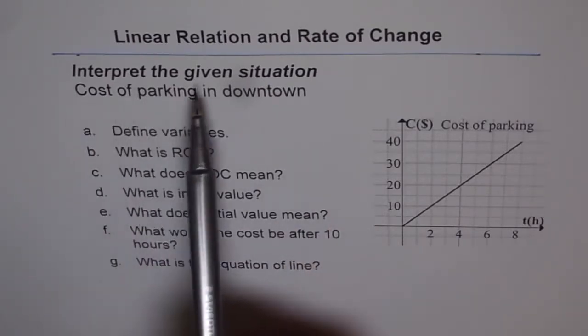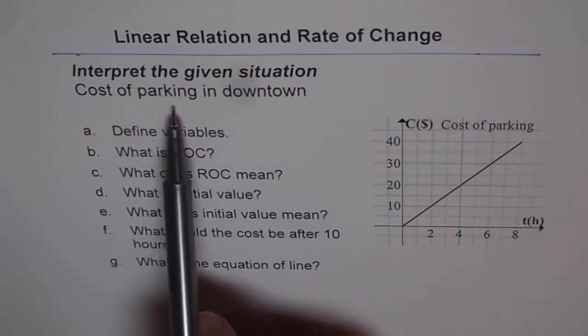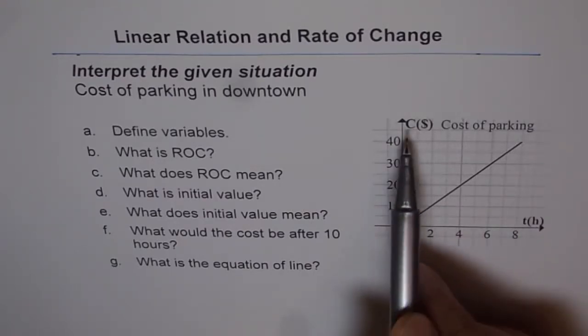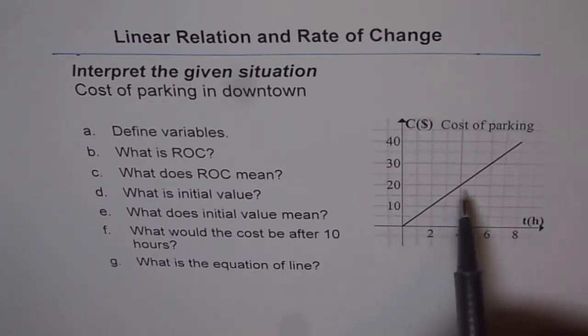So interpret the given situation. It shows cost of parking in downtown. So here we have time in hours and cost in dollars. That is the cost of parking. The graph is this straight line.